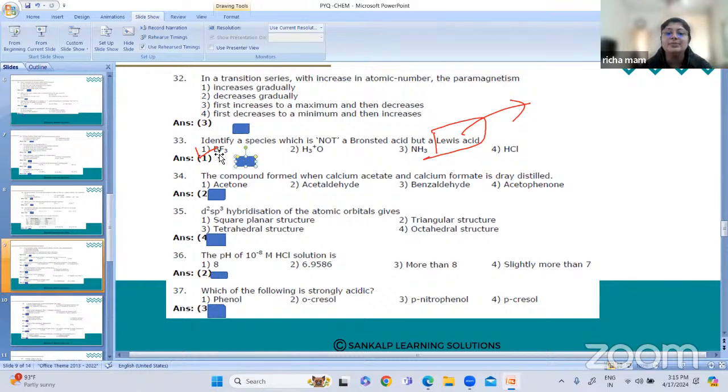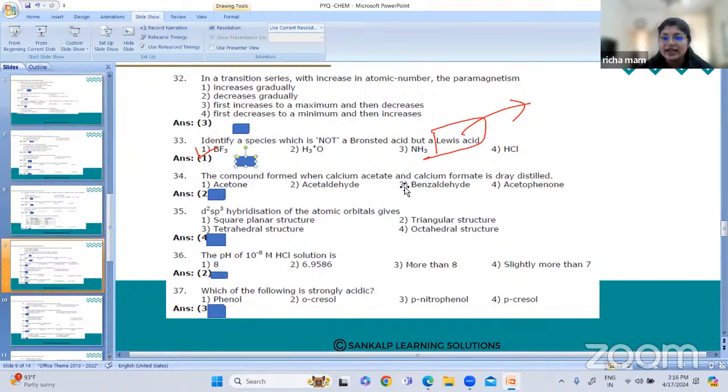So it is BF3, boron trifluoride. It is not a Bronsted acid, but it is a Lewis acid. Got it? So it can accept a pair of electrons, and because of that, it is acting as a Lewis acid. Okay. Let us go for the next one.